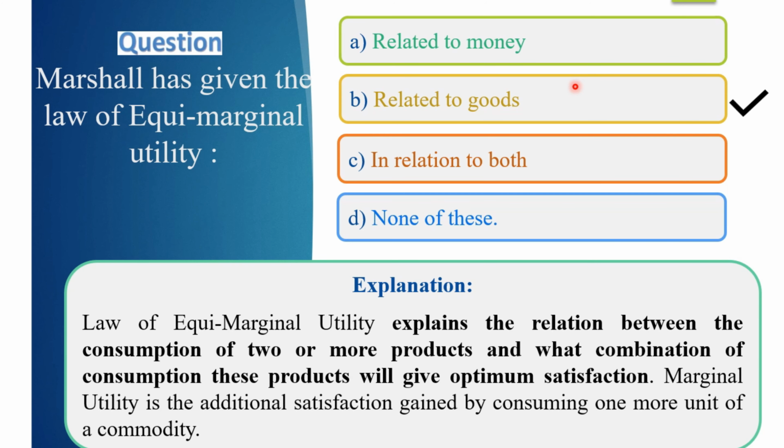Law of equimarginal utility explain करता है relationship between consumption of 2 or more products and what combination of consumption of these products will give optimum satisfaction. Marginal utility means additional satisfaction gained by the consumer from one more unit of a commodity is known as marginal utility. So Marshall ने दिया था law of equimarginal utility related to goods.